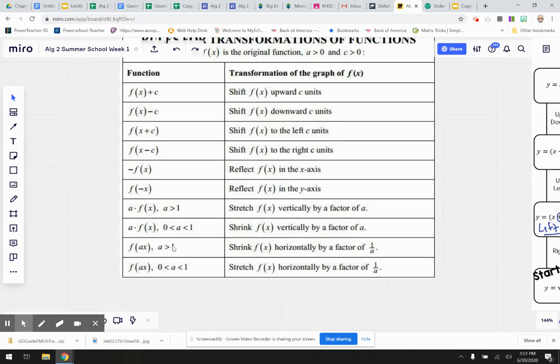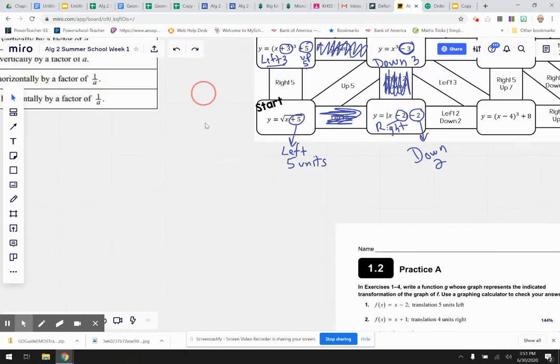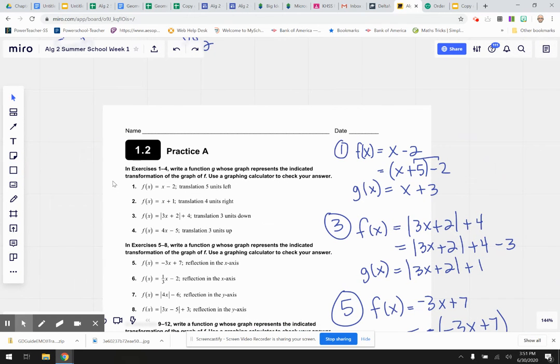So shrink is greater on that one, so a little bit backwards. And stretching it is a number less than 1, greater than 0, but it's multiplied to the x. So that's the little chart that we're going to use to go through these.